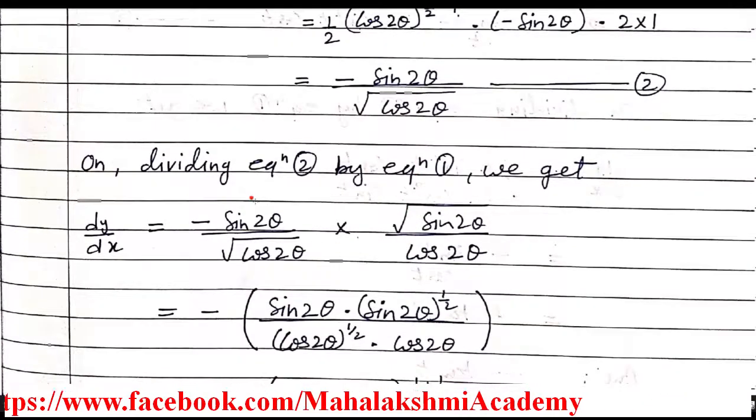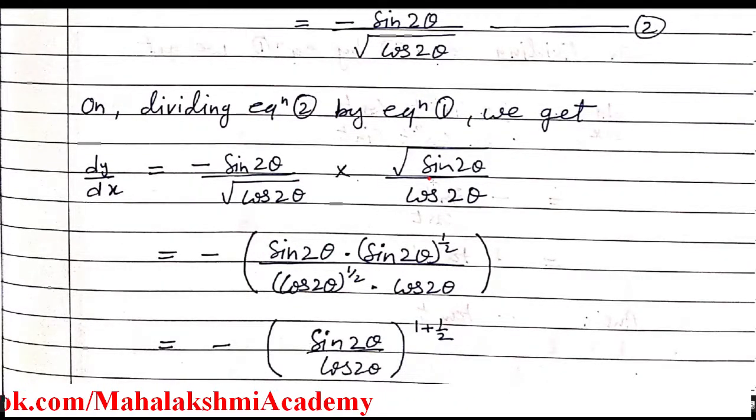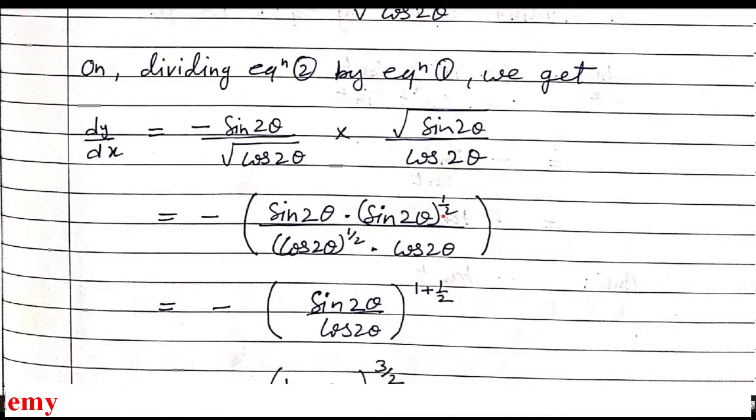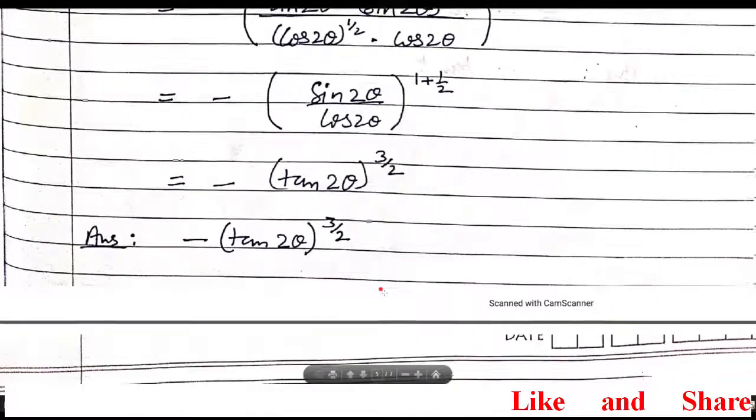So finally divide equation 2 by 1, that will give you dy over dx, and simplify, writing the power notation. So here power is 1 and here power is half. Both powers are the same, so the power can come out. So you will obtain sin 2 theta over cos 2 theta, which is tan 2 theta. So that is your part A.